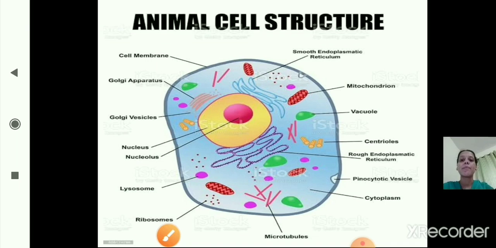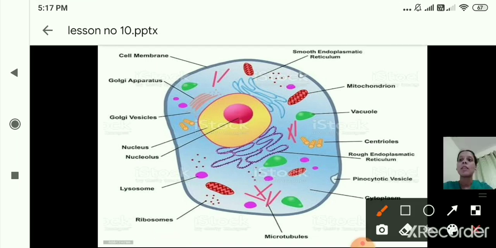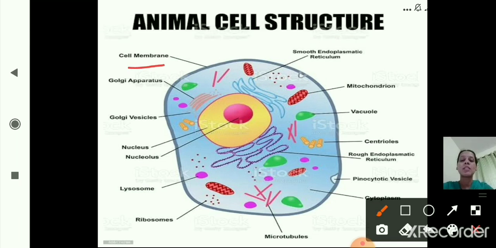Now this is animal cell structure. As you can see here, this is cell membrane. Here in animal cell, the cell wall is absent. Okay, we have seen in plant cell the cell wall. Okay, so in animal cell, as you can see here, here is the cell membrane. Why? Because cell wall is absent in animal cell.